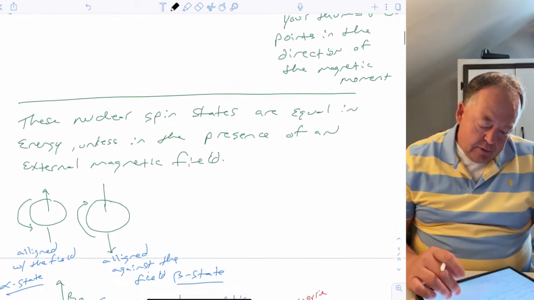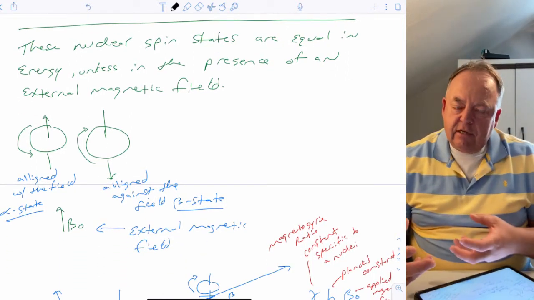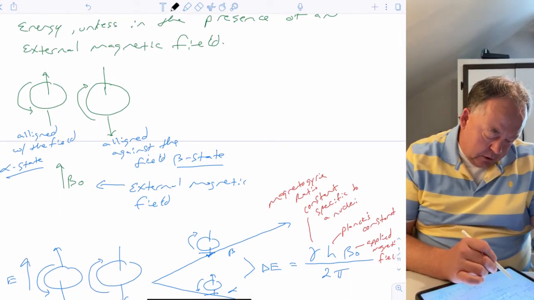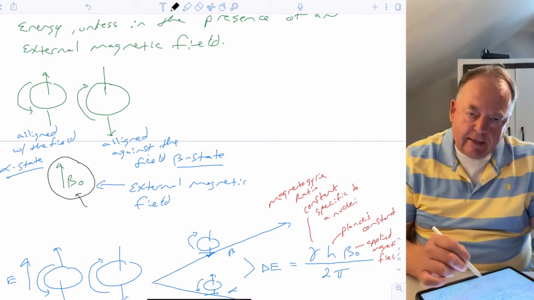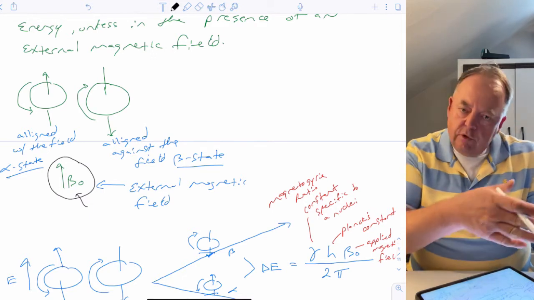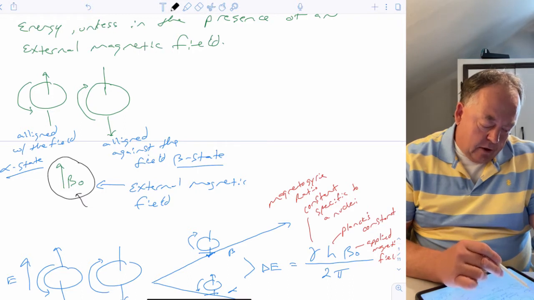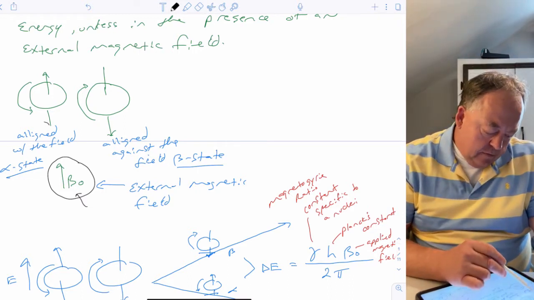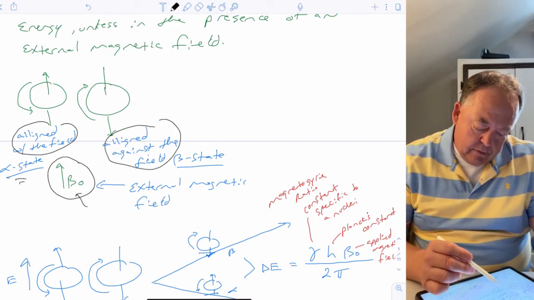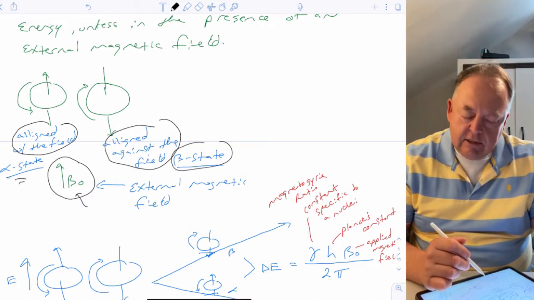Okay, so these two nuclear spin states are equal in energy unless they are in the presence of an external magnetic field. B is a symbol for magnetic field. So if that magnetic field is in the up direction on the piece of paper, then the two nuclei could either have their magnetic fields aligned with the field, and that's what's called the alpha state, or their magnetic field could be aligned against the applied field, and that's what's called the beta state.